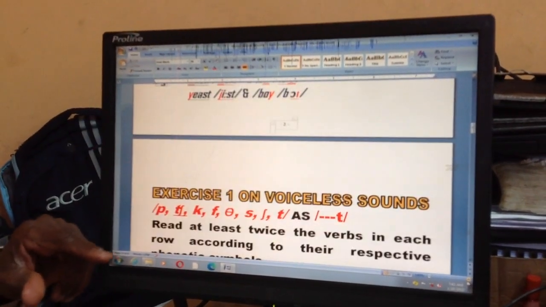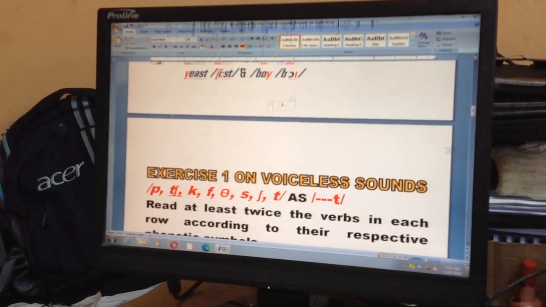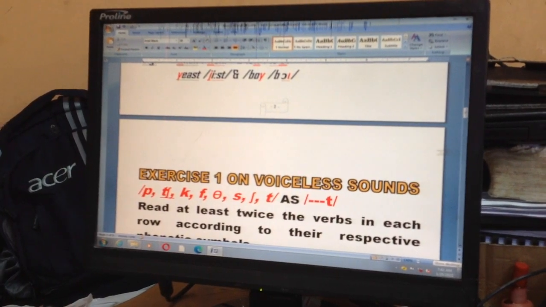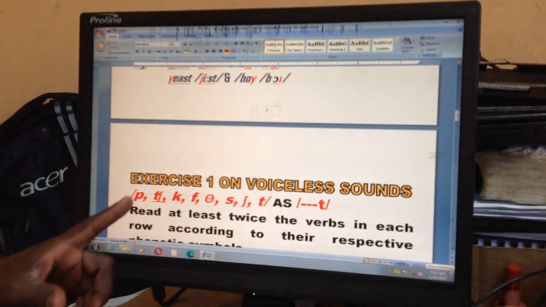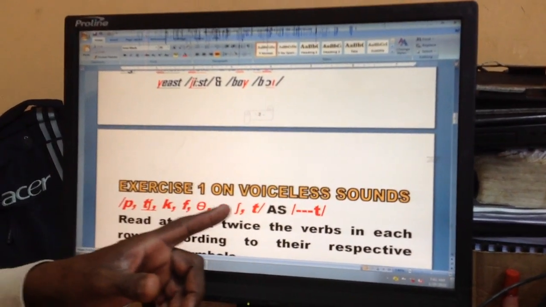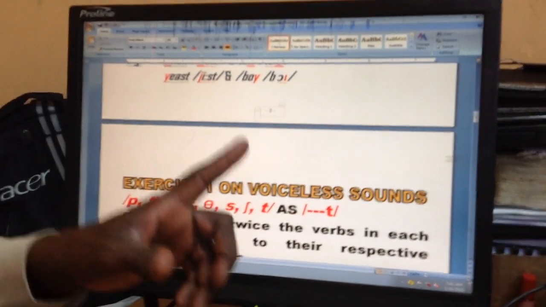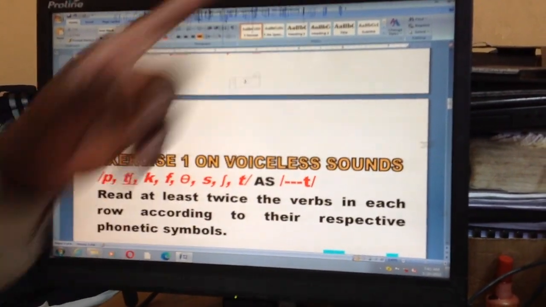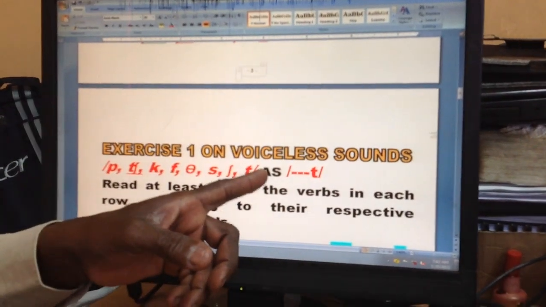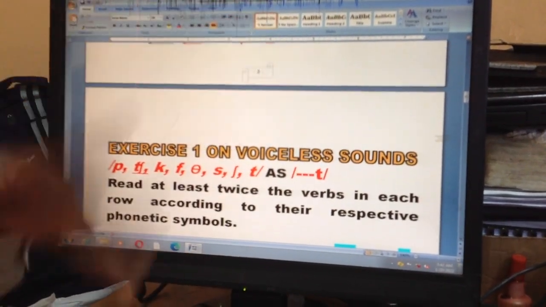Let's now start the actual exercise on the voiceless sounds, those in red. 1, 2, 3, 4, 5, 6, 7, 8. Oh, there are 8. No, there are 9, because H is not here. There are 9. H is not here. We will also put it.